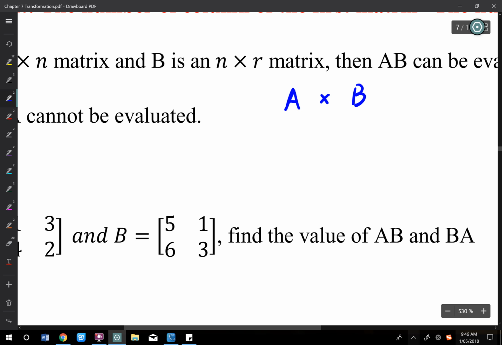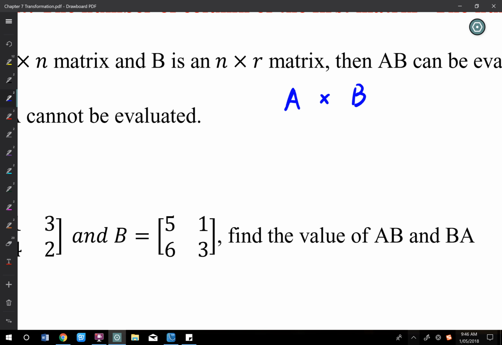Which one is in the front and which one is at the back is very important. So if you want to use A times B, we write the order of these two matrices at the bottom first. We write the order of each matrix at the bottom first.